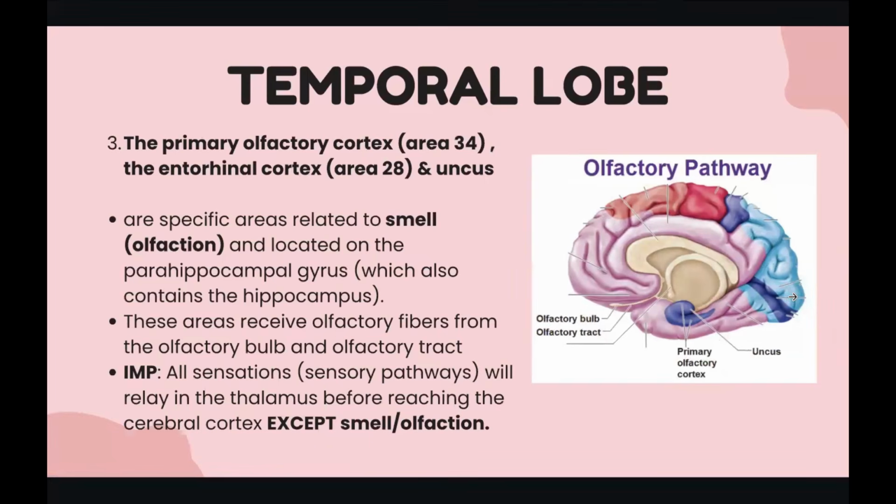All right. The third area is the primary olfactory cortex, area 34. Other areas that are also related to this function are the entorhinal cortex, area 28, and the uncus. All right, this group of areas is related to smell, the olfaction. Subhanallah, they are situated most inferiorly in the temporal lobe, which makes sense for them to be close to the nose, right?